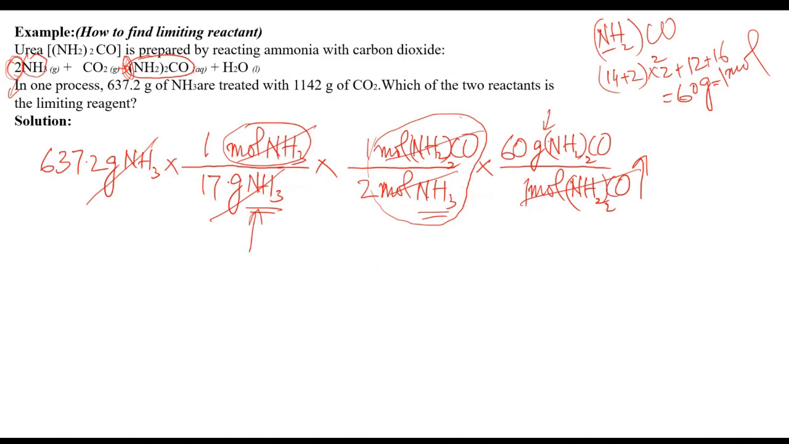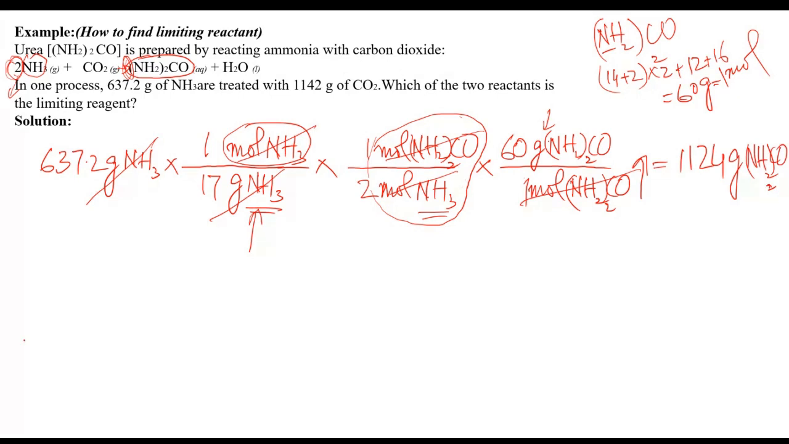So when you use calculator, what is your answer? 637.2 multiplied by 60 divided by 34. What is your answer? Calculator. 637.2 divided by 34 multiplied by 60. It is 1124 grams of urea. Okay, friends, now this is your first step.